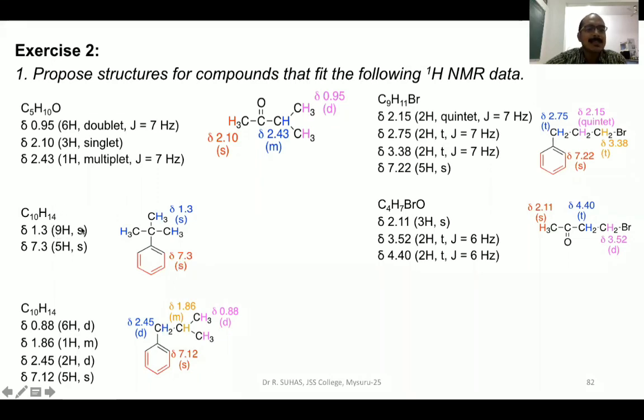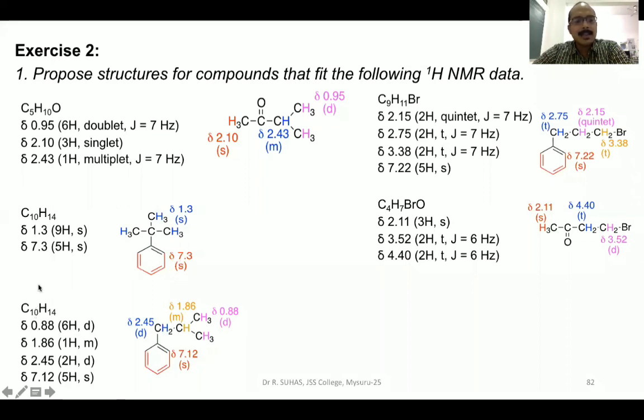Another one, 9H singlet. A 9H singlet is the characteristic feature of the tertiary butyl group. This is the tertiary butyl. Butyl means 4, and the middle is a carbon surrounded by 3 methyl groups. These 3 methyl groups appear as primary methyl, but since they are attached to an aromatic ring, there will be some amount of ring current influence, and hence instead of 1, you can expect the value to be a little higher, 1.3. Whereas this is again a mono-substituted benzene. All the protons are present in the same environment, and hence it appears as a singlet.